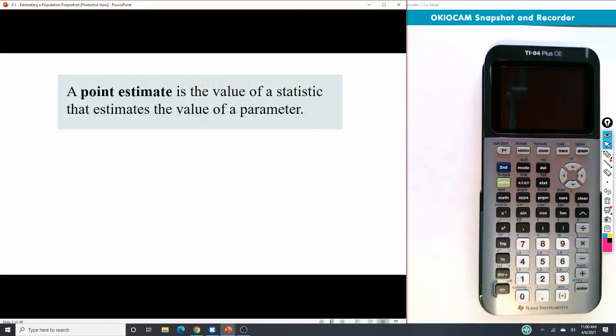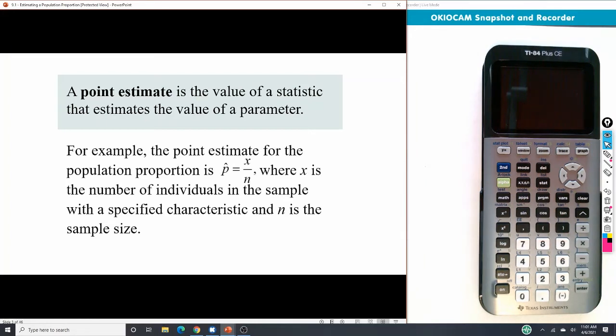whatever they give us. So a point estimate is a value of the statistic that estimates the value of a parameter. So for example, here a population proportion is going to be p hat, and we want that to be x over n. So however many things happened out of our total amount, just as we've done before.